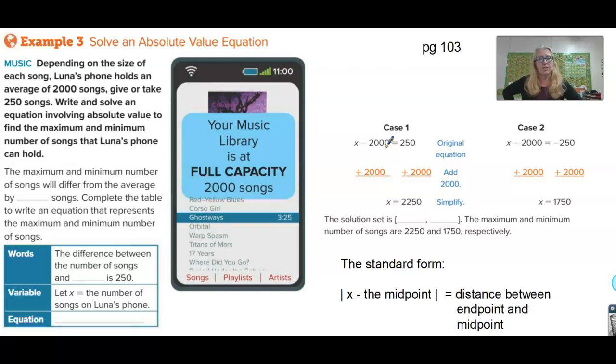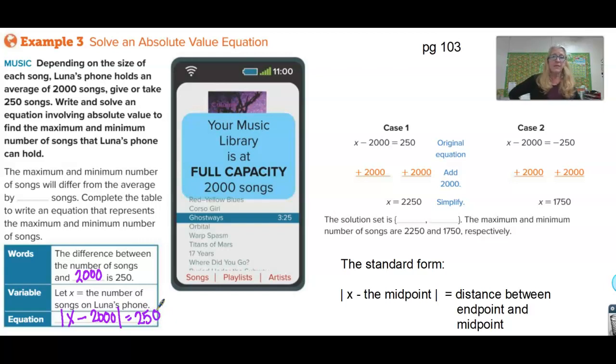So they've set the equation up with x minus the midpoint equals positive 250, or x minus the midpoint equals negative 250. So what does this look like over here? You've got to fill this out. The difference between the number of songs and 2,000 is 250. If x equals the number of songs, then it looks like this. It looks like the absolute value of x minus 2,000 equals 250. That's your equation.